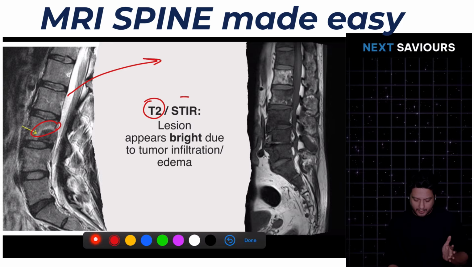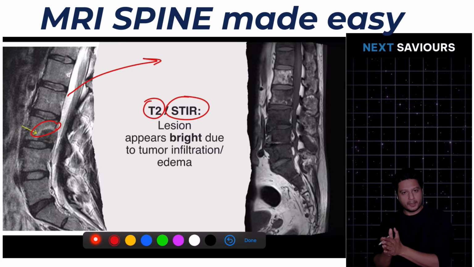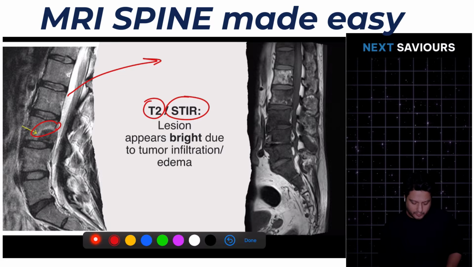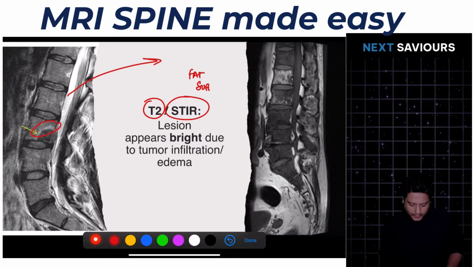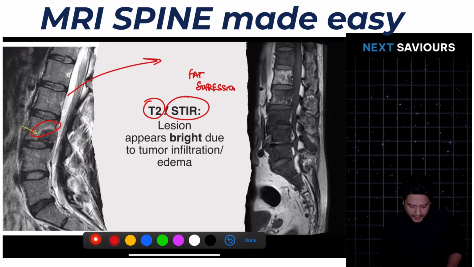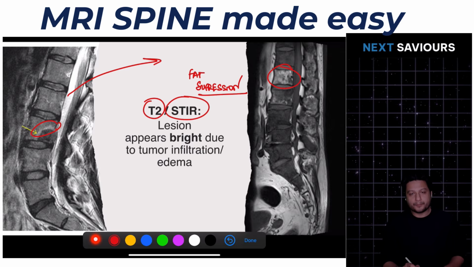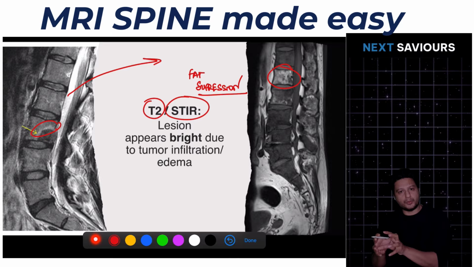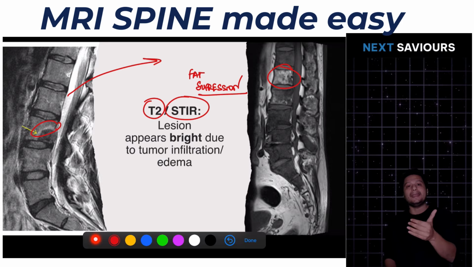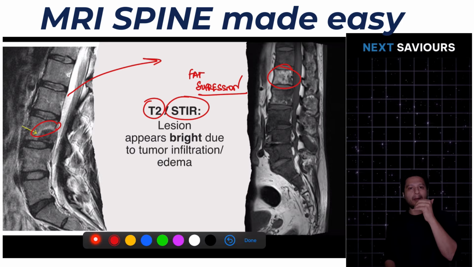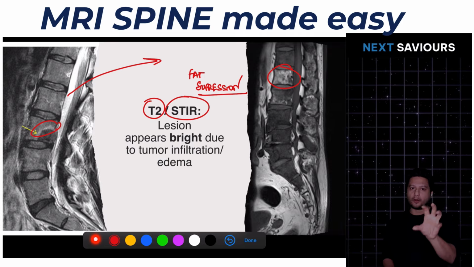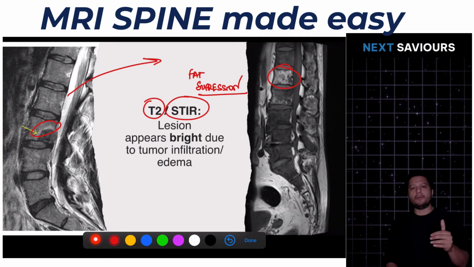And that is the reason why STIR comes into play. Now, this STIR is responsible for fat suppression. And when the fat is suppressed and we still have edematous tissues, it favors a metastatic or a primary tumor of the vertebral body. So this is how you will identify the tumor.